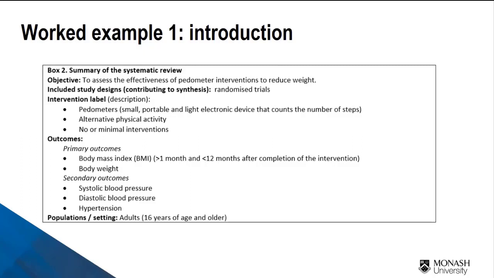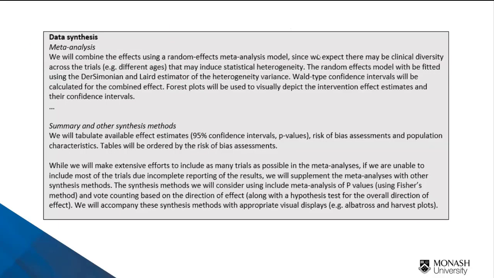Let's suppose a range of outcomes are collected, body mass index, body weight, and then kind of cardiovascular type outcomes like blood pressure and so forth, and that the review is set in adults 16 years of age and older. So in some ways, quite a simple review, but when you're planning a review like this, of course, you always need to think about the situation where you are able to meta-analyze a certain number of studies, but then there are going to be leftover studies because the particular studies report the information incompletely, so you're not able to include them in the meta-analysis. So it's good to plan for that particular situation.